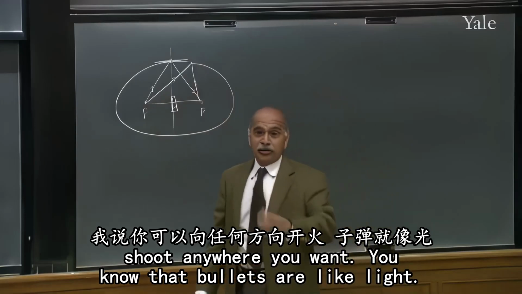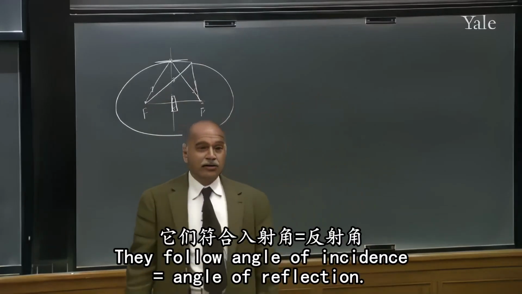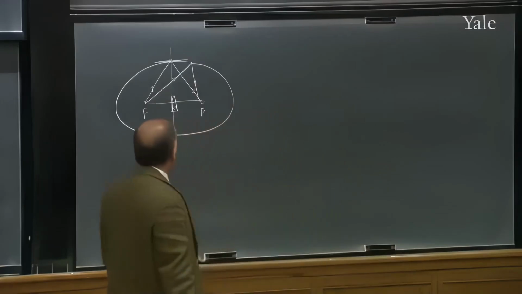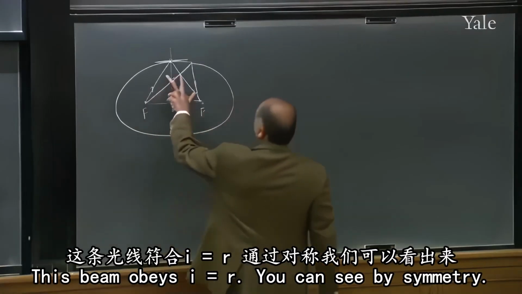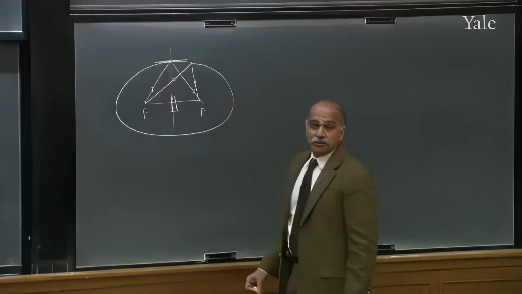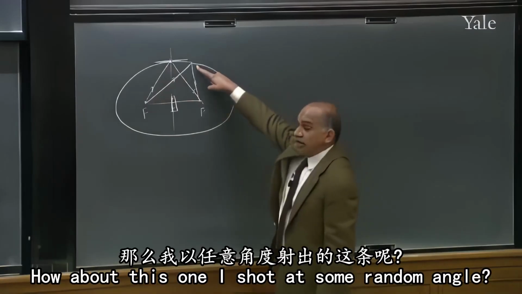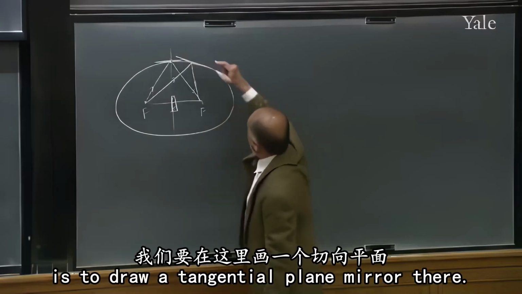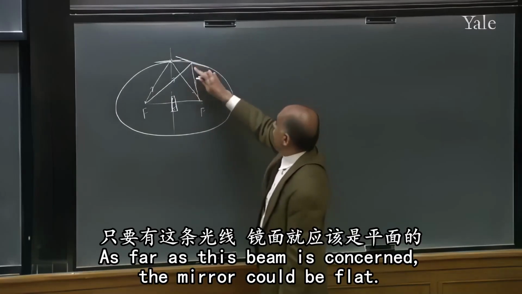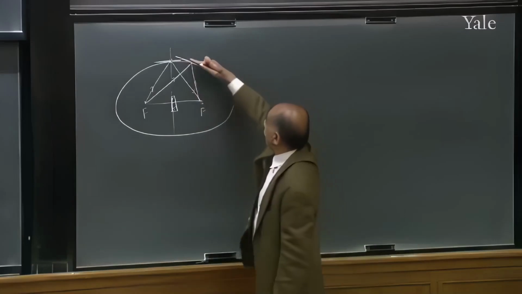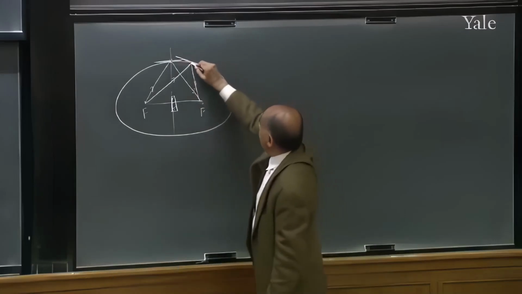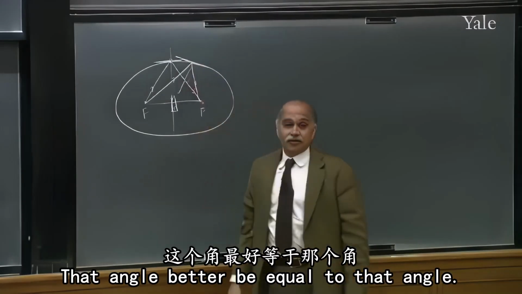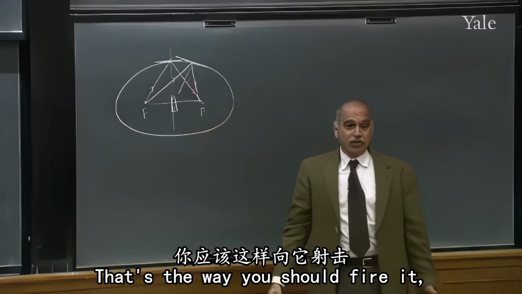Now, you know that bullets are like light. They follow angle of incidence equals angle of reflection. This beam obeys I equal to R. You can see by symmetry. How about this one I shot at some random angle? The way to think of that is to draw a tangential plane mirror there. As far as this beam is concerned, the mirror could be flat. It doesn't know it's curving away. That angle better be equal to that angle. That's the way you should fire it.